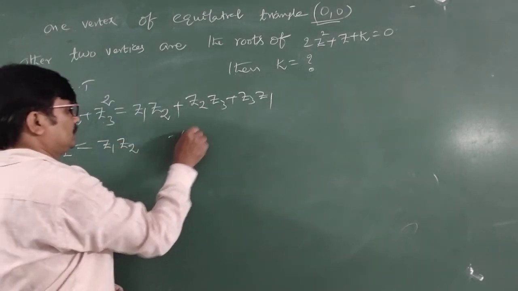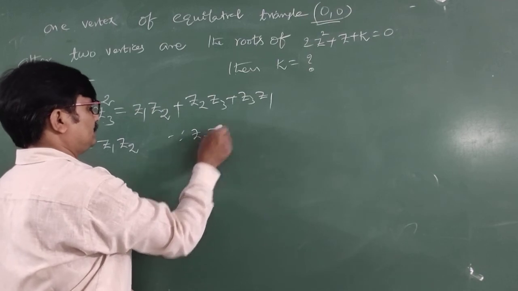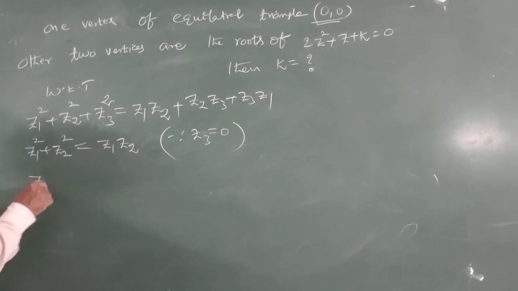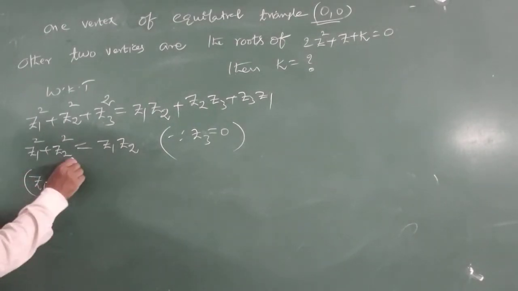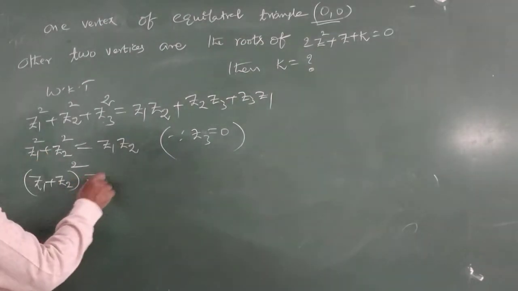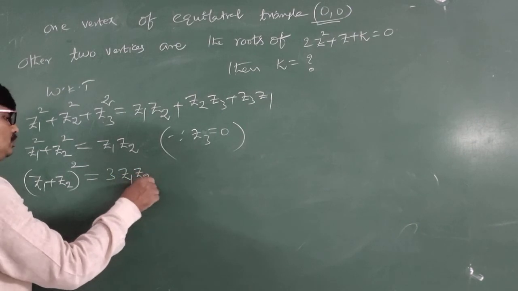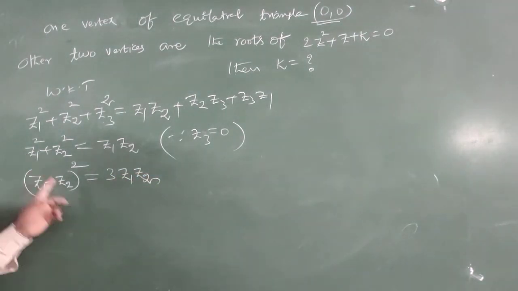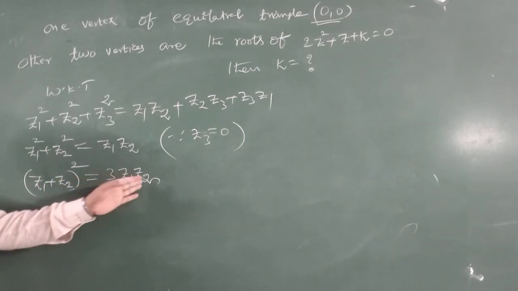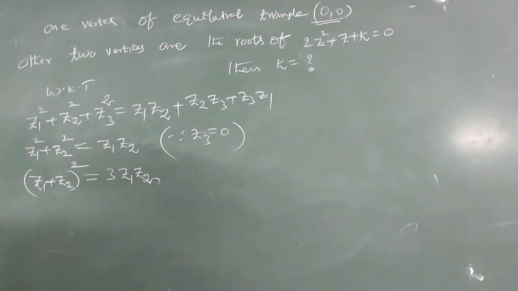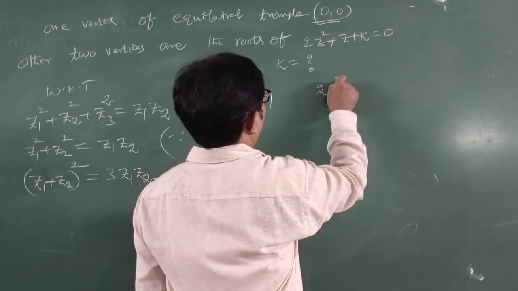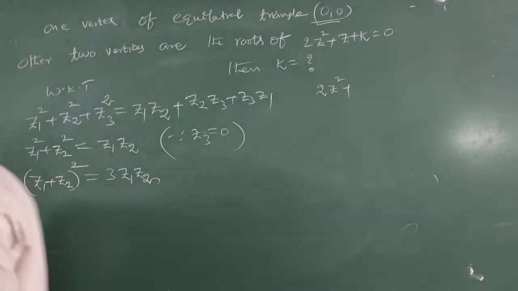Since z3 is the origin, this can be written as (z1 + z2) whole square, using a square + b square = (a+b) square - 2ab. So z1 square + z2 square = (z1 + z2) square - 2 z1 z2, and sending it to the other side, 3 z1 z2 = (z1 + z2) square.